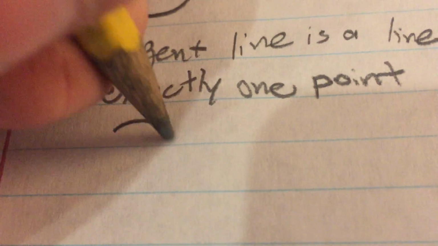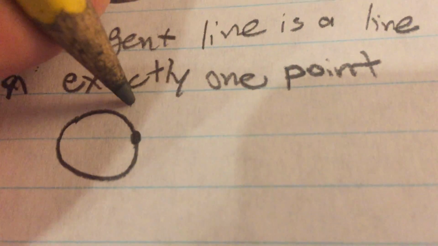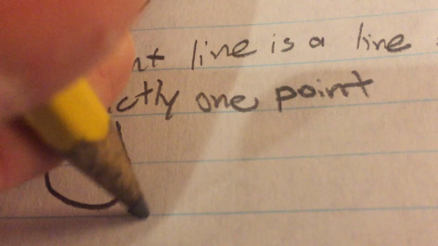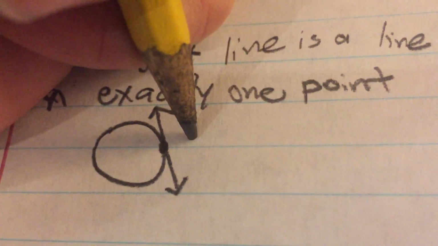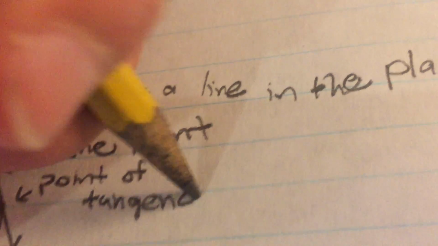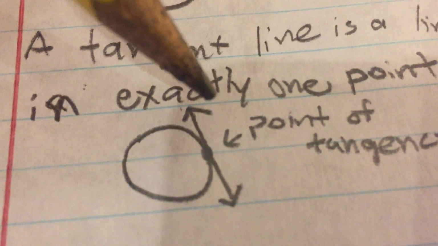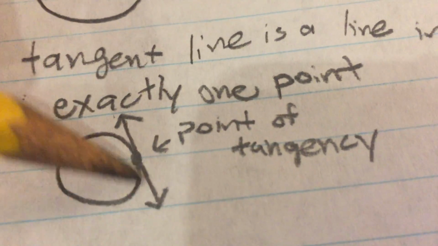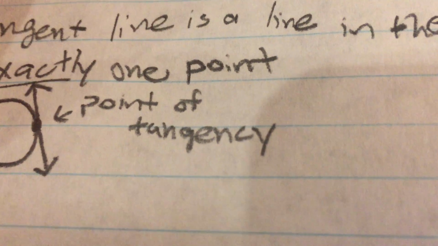So let's draw a tangent line, right? So here's a point on this tangent line. Just go straight through there. Not intersect any other point. This is called the point of tangency. So that's a tangent. It's called a tangent line, but it also can be called a tangent. So yeah, only one point. Exactly one point.